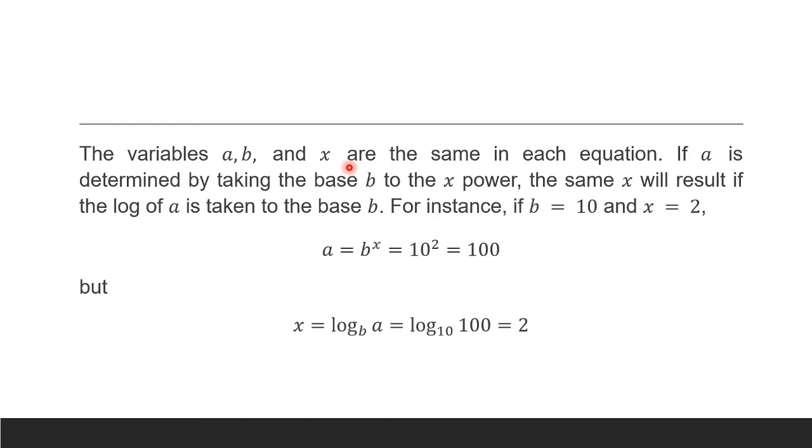If a is determined by taking the base b to the power x, then the same will result if the log of a is taken to the base b. For instance, to understand it more easily, let's put in numerical values. If b is equal to 10 and x is equal to 2, then the result is a equal to 100. If we reverse it, we know that a is 100, so we can get the value of x. From the equation earlier, x is equal to log base b of a, which is the logarithm base 10 of 100. The resulting logarithm will be equal to 2. That is how we compute logarithms.